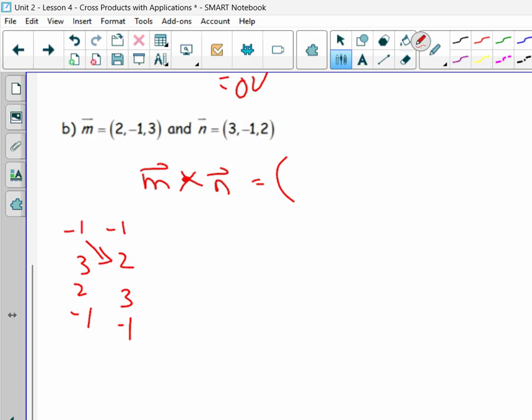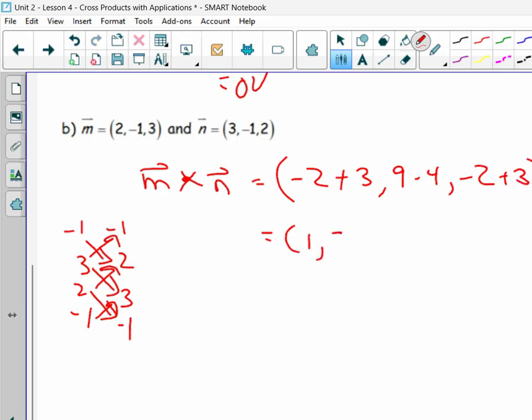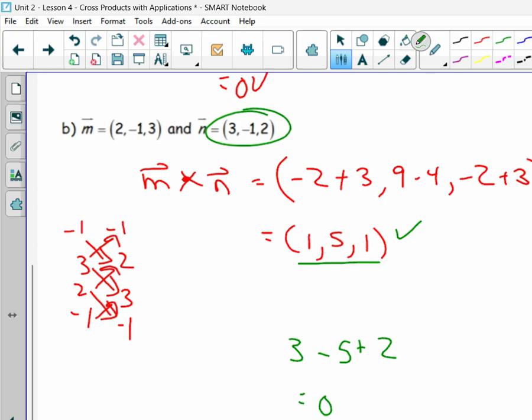Okay, what do we got? We got -2 minus, -1, -3. That's a plus. 9 minus 4. And -2 minus, -3. So I'm going to make it a plus. Okay, I think it's 1, 5, and 1. I'm going to dot it with this one this time. Okay, so X is together is 3. Y is together is -5. Z's together is 2. I'm pretty sure that comes out to 0 if I add it all up. I got it right. Just proved it.